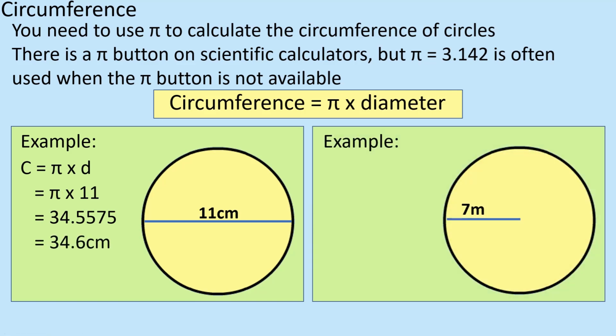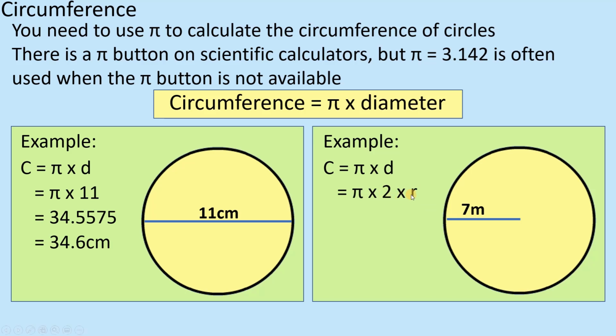Okay. So what happens if you're not given the diameter, and you're given only the radius? Well, I mentioned it a couple of minutes ago when I talked about parts of a circle. The radius is half the diameter. So in order to get the diameter, I just need to double 7. All right, so circumference is pi times diameter, but the diameter is 2 lots of the radius.